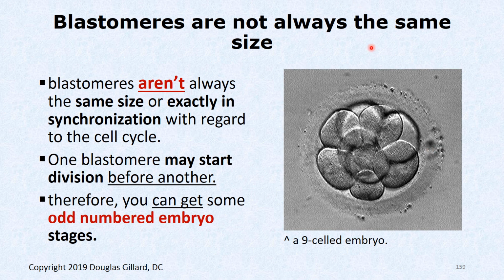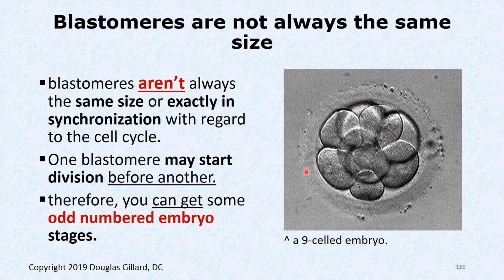Right? Blastomeres are everything I said. They're getting bigger at first. They're not always in sync either. It doesn't divide perfectly. Here's an example of a 9-cell embryo. So one of the blastomeres divided a little quicker than the other one. That's fine, and that's the way it goes.